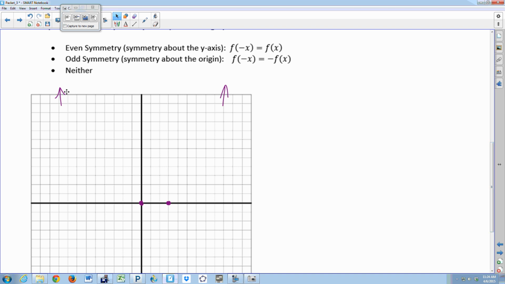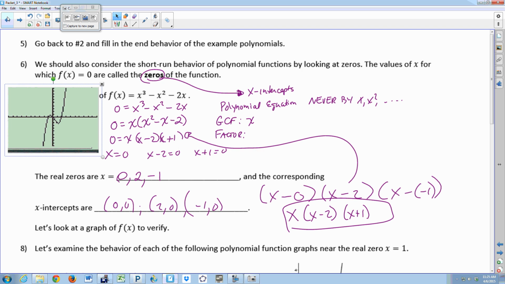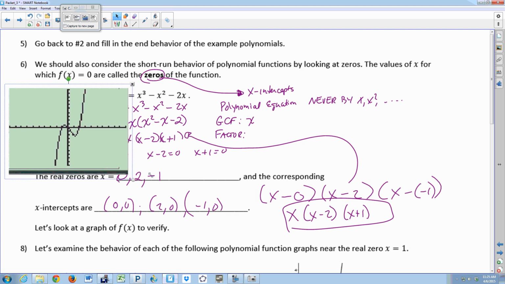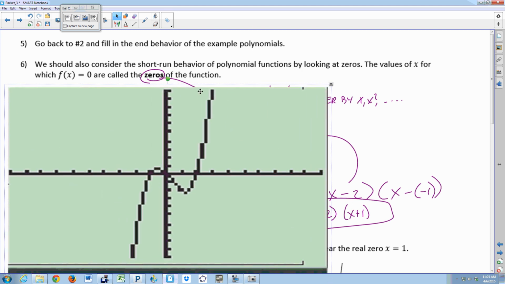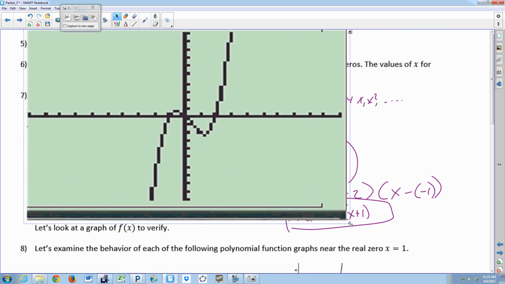Okay, so I know about my end behavior. I know about my x-intercepts. The very last thing we have to determine, look at this picture right here. This graph, you know, it's odd because the arms go in opposite directions. Let's look at this for 1 second. I'm going to see if I can blow it up a little bit for you.